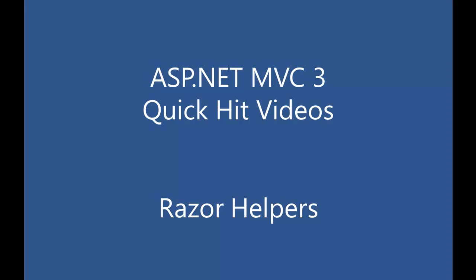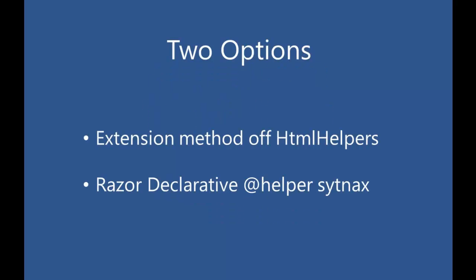This is an MVC3 quick hit video. In this video, we'll be looking at the Razor helper syntax. In previous versions of ASP.NET, you'd use an extension method off the HTML helper class that would allow you to define new helpers. In MVC3, you have the option to continue doing that. However, you can also create declarative helpers using the @helper syntax within a Razor view.